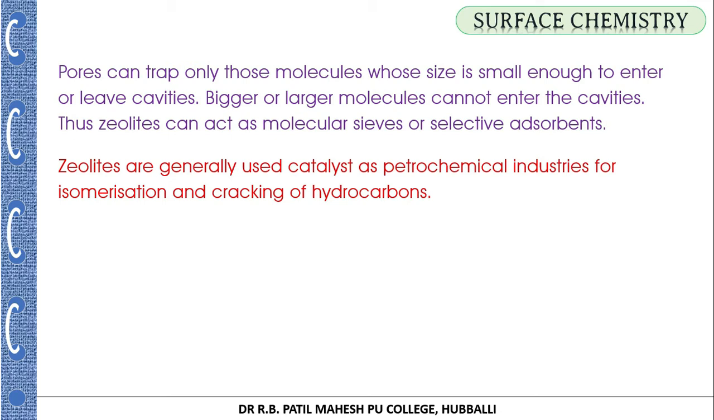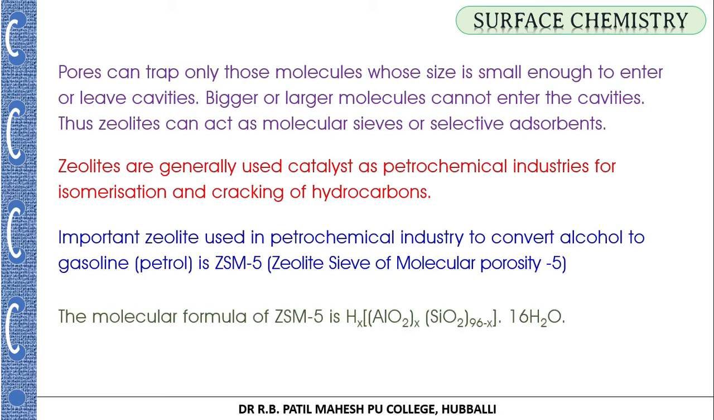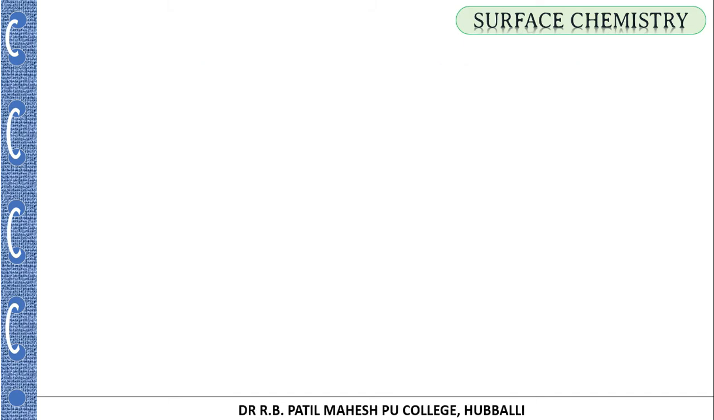The example for this process is ZSM5, which converts alcohol to gasoline. And the formula of this ZSM5 is found to be like this: Hx [(AlO2)x (SiO2)96-x] . 16 H2O. Now let us see, students, the concept of enzyme catalysis.